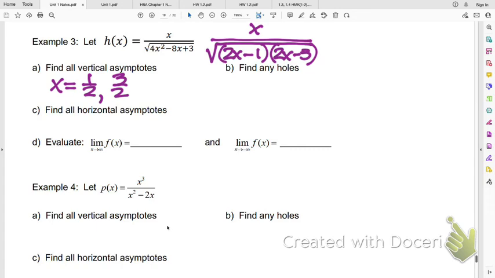Were there any holes in the graph here? No, because no factors cancel, right? Now, here is the kind of cool part about horizontal asymptotes. Horizontal asymptotes are typically bottom-over-top and highest degree coefficients, right, with your whole exponents. What throws a wrench into this one? It's the square root, right?